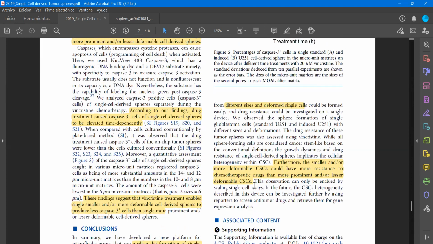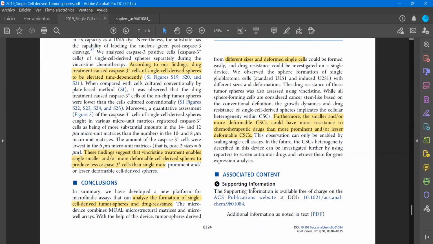And that's how they demonstrate that the induced cell line, the smaller or more deformable, could have more resistance to vincristine than the standard, more prominent or less deformable cancer stem cell derived spheres.